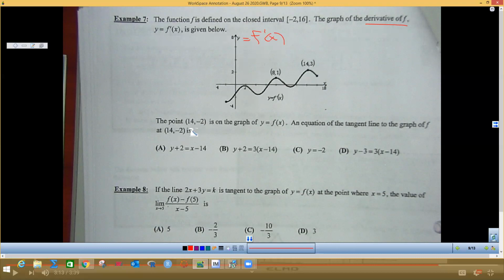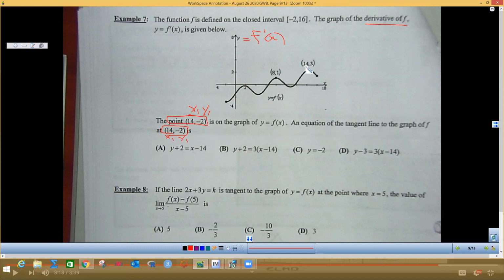It says the point 14, negative 2 is on the graph of y equals f of x. Now I don't know why he used y again. It shouldn't be that because this is saying something different than this. But this is saying this is the regular point. This is a point right here. In other words, that's my x1, y1. And it asks for an equation of the tangent line of the graph at 14, negative 2. Again, that is the point x1, y1.